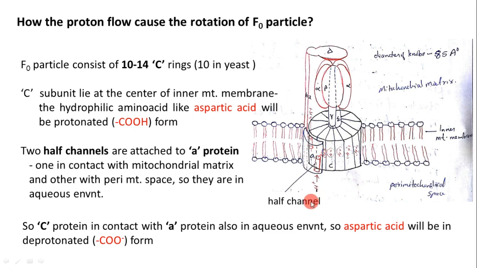Then, you know, here there are two half channels, as I have mentioned earlier. Through these half channels, the hydrophilic fluids are flowing into the interior of the inner mitochondrial membrane from the perimitochondrial space as well as from the mitochondrial matrix. Through this half channel, the electrolytes or water or other liquids will be moving to the inner mitochondrial membrane. So this region, which is located in the A subunit, is hydrophilic in nature. From the mitochondrial matrix also, the hydrophilic substances are reaching the inner mitochondrial membrane. So inside this A subunit, it has a hydrophilic nature.